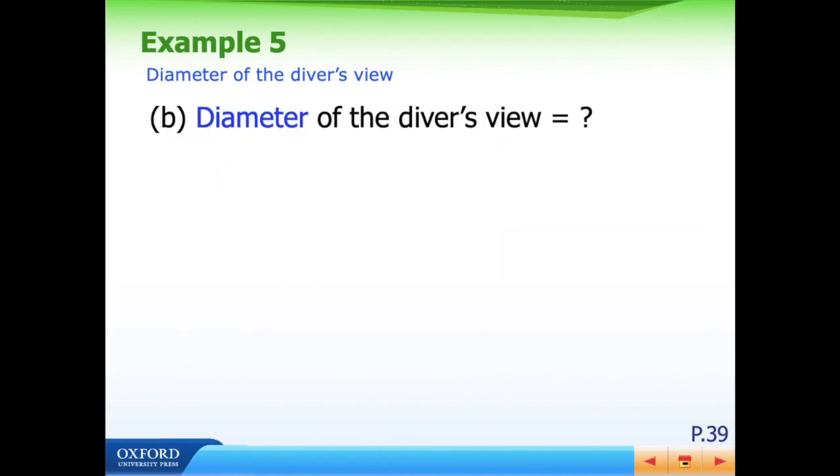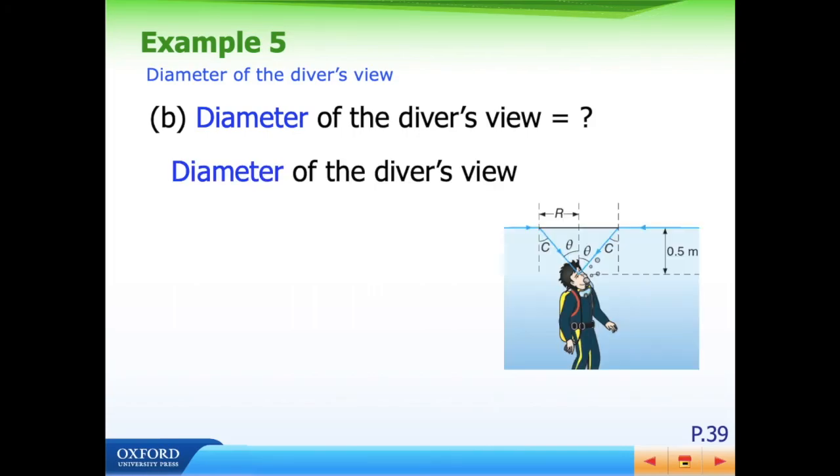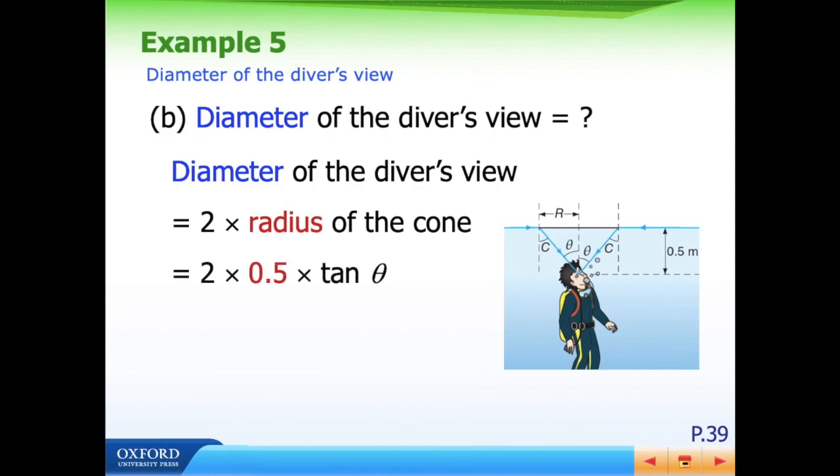Question letter B. What will be the diameter of the diver's view? The diameter of the diver's view is simply equal to 2 times the radius of the cone. And that is 2 times 0.5 times tangent theta. So our diameter is around 1.14 meters.